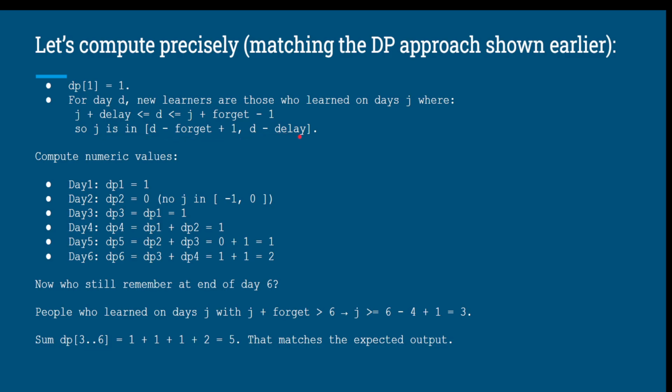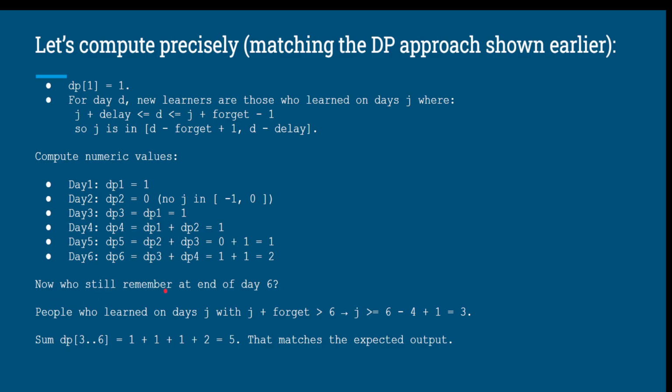then d minus delay. The new learner date means we have to look into the window, right? The previous days will be day minus forget plus 1 and day minus delay. This is the window of previous days where you have to look. So that is how we will calculate it.